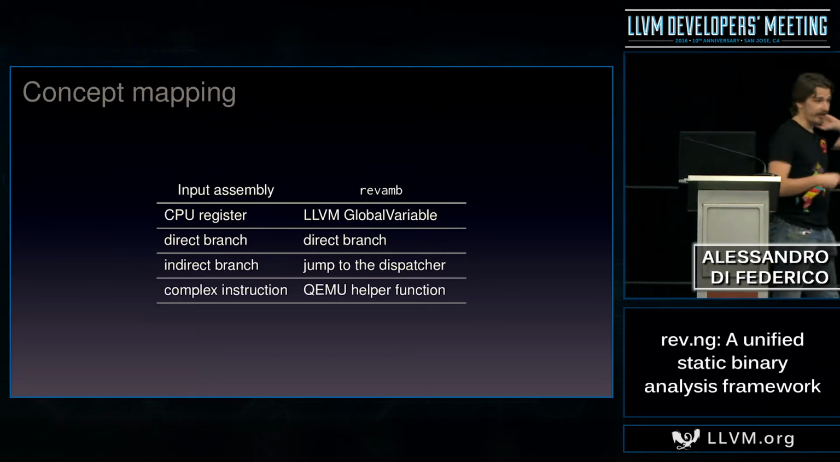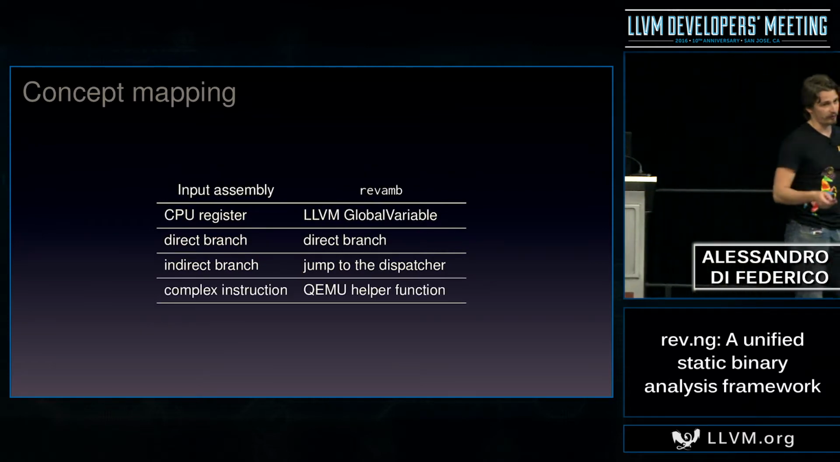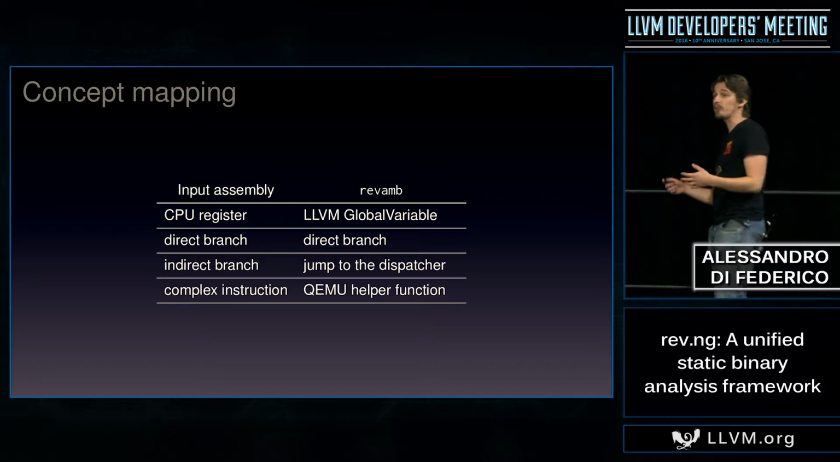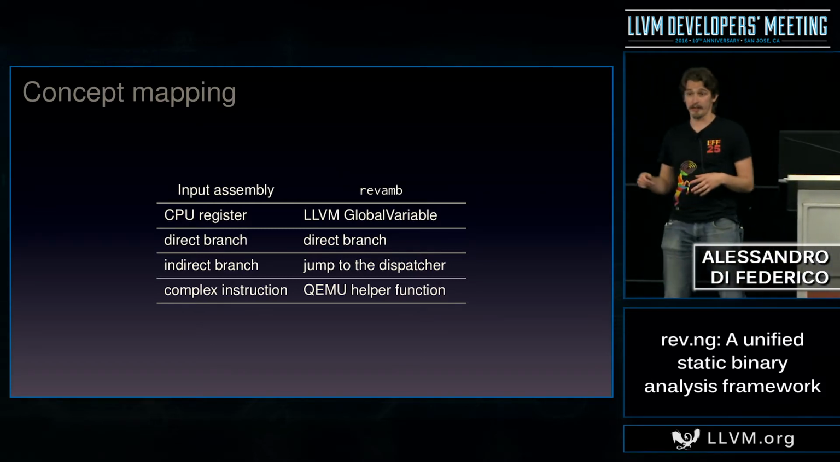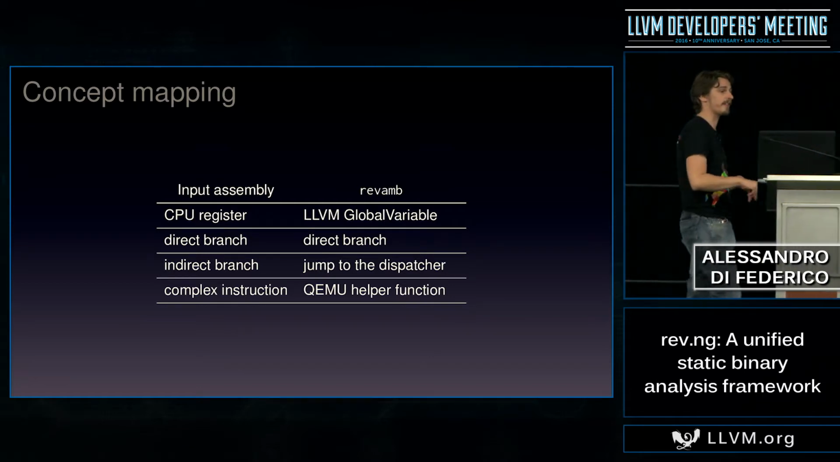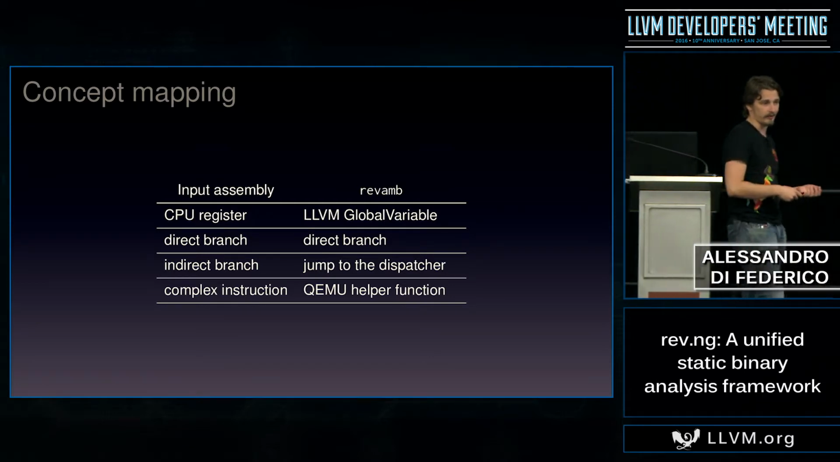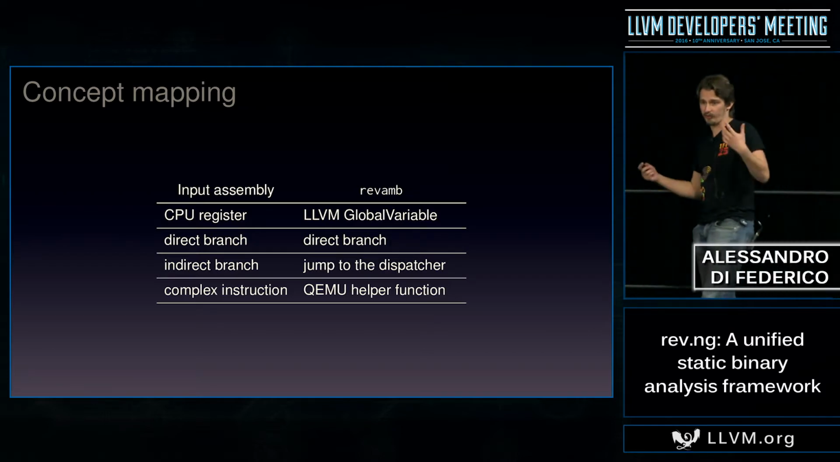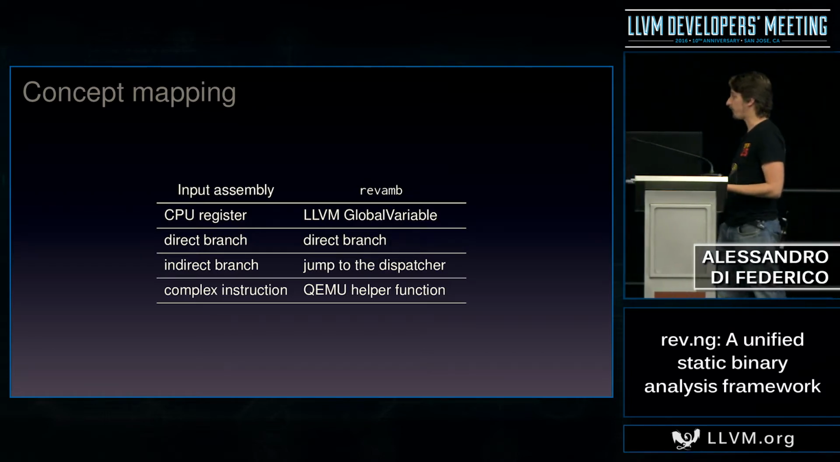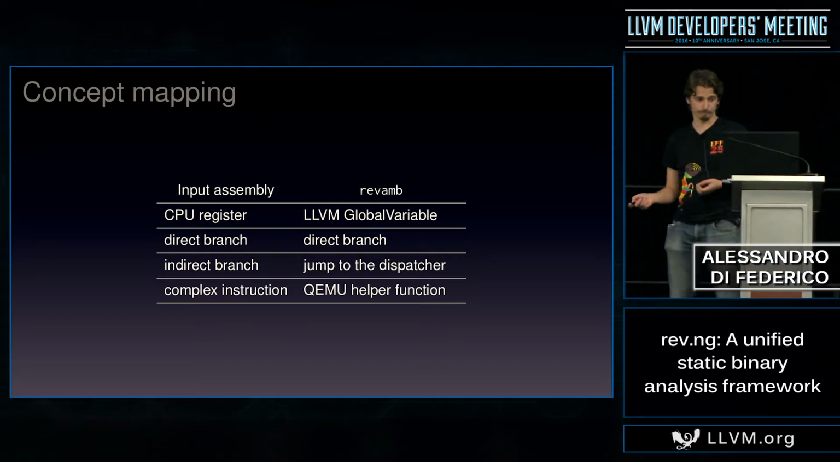Then, for certain complex operations, such as floating point division, QEMU does not emit a series of instructions in its own intermediate representation, but emits a call to a C function, basically a function written in C, which implements the behavior of, for instance, floating point division. These kind of functions are called helper functions.